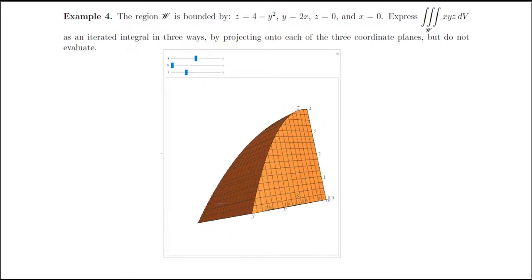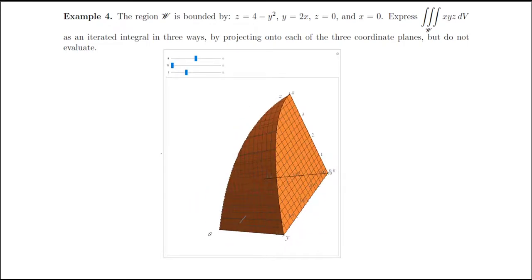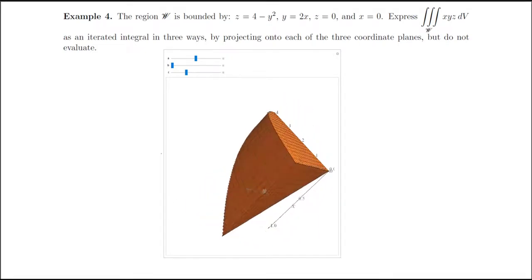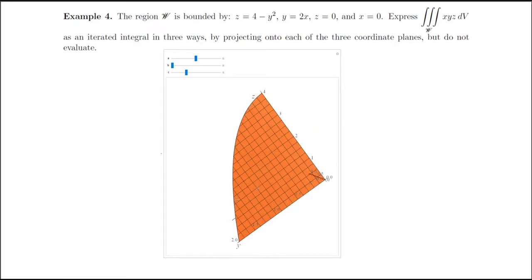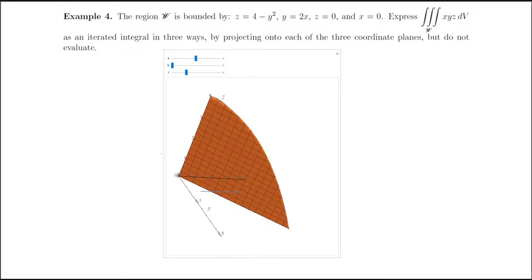There we go. I'm not going to bother moving the b parameter because the b parameter is the y value, but this line extends in the y direction, so the y value is going to vary anyway. So it's really just the x and z value.